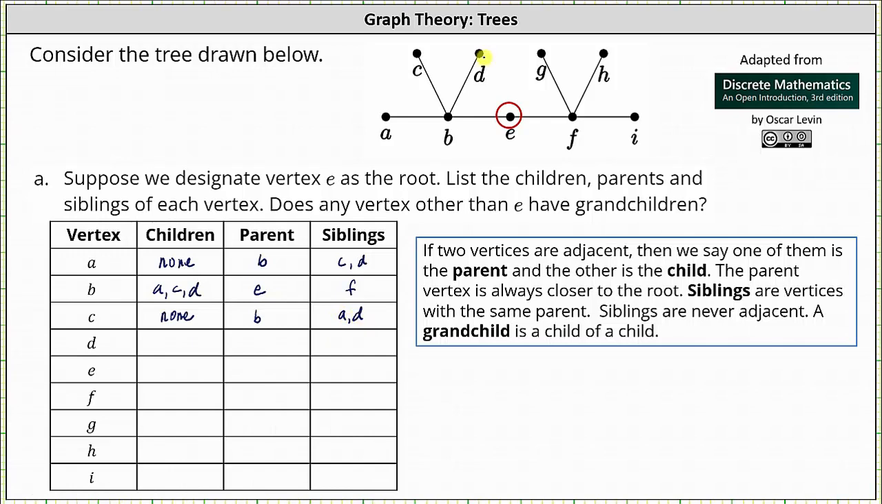And now we have vertex D, which has no children. The parent of D is B, and the siblings of D are A and C.